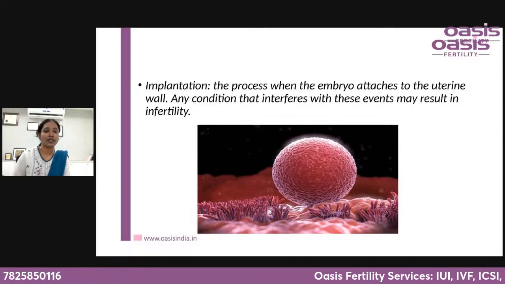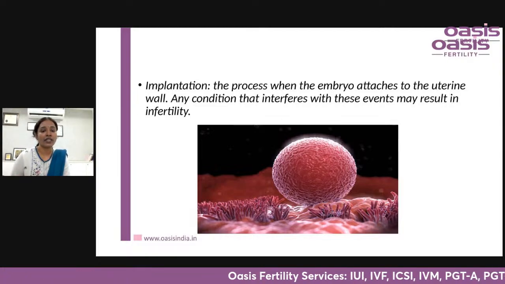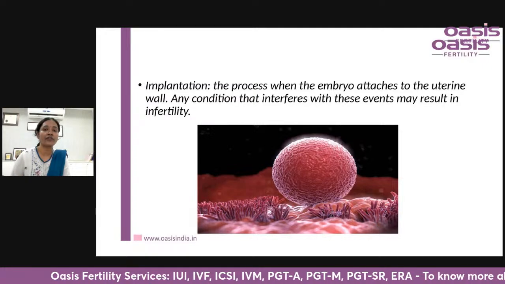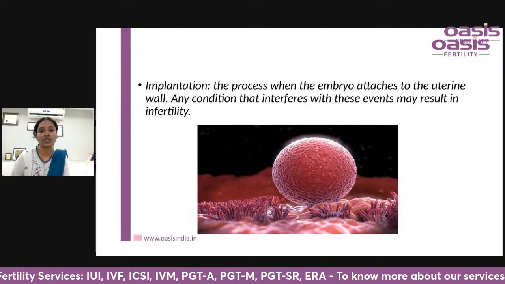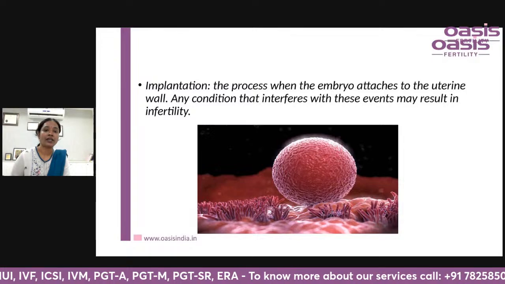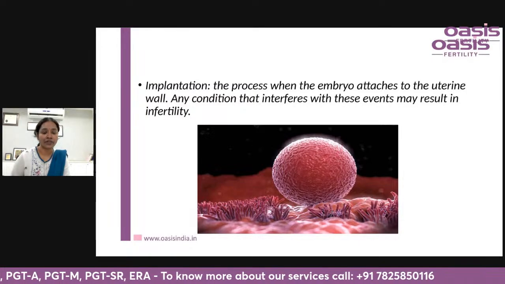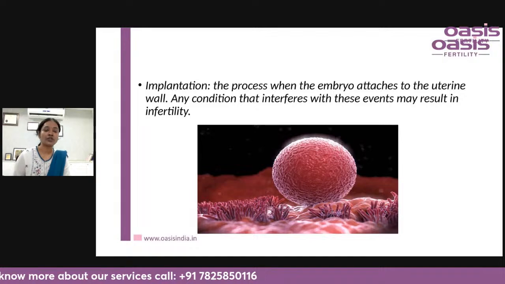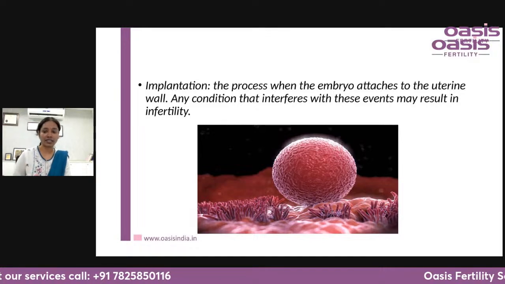So any disease process or any issues that affect the ovary and its ovulation, affect the fallopian tubes or affect the uterus, or on the male factor side, any abnormalities in the sperm, can impair these processes and cause fertility issues. So fertility issues can be because of problems in any of these areas.